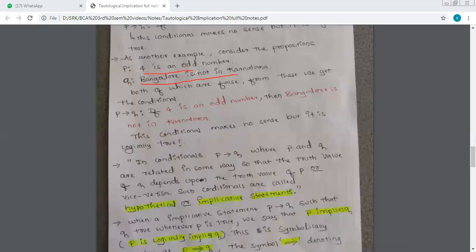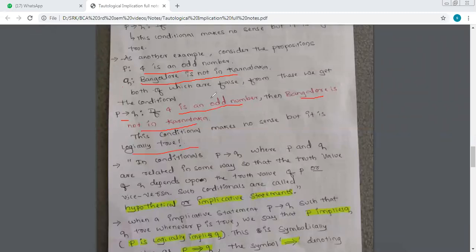Both primary statements are false, but we can still combine them using the conditional statement. So: if 4 is an odd number, then Bengaluru is not in Karnataka. That is still permitted in logic, and it is logically true. So this is the conditional statement. Ultimately, there is no relationship between the sentences, and we combine them using connective symbols.